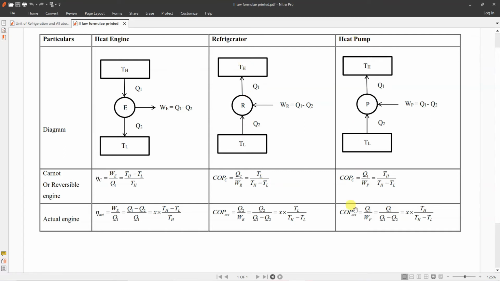And if you consider heat pump, what is the desired effect in case of heat pump? It is heating effect. So it will be Q1. Q1 is the amount of heat being supplied to this TH reservoir, which is the house. If you consider, home heating is the application of heat pump. So in that case, what will be COP? Desired effect is Q1 upon work supplied, Q1 minus Q2. Similarly, when you are writing Carnot COP of heat pump, you have to just replace this Q by temperature. So corresponding to Q1, what is the temperature? TH. So TH upon TH minus TL. So like this, you have to remember the formula.